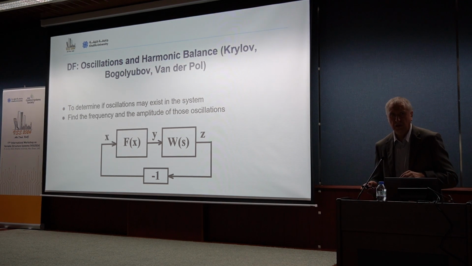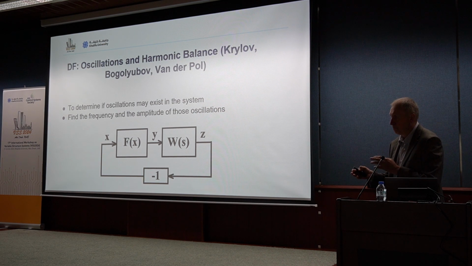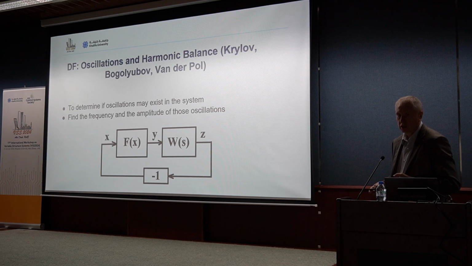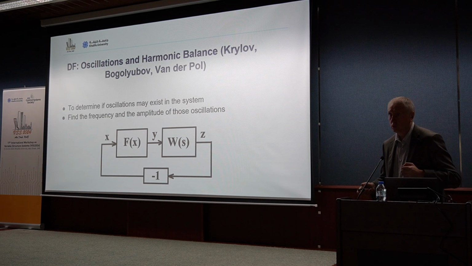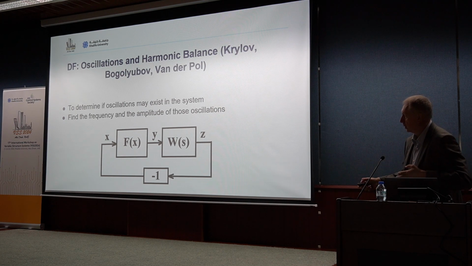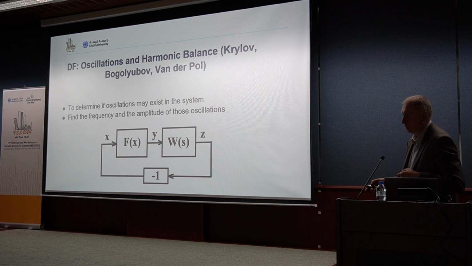However, the harmonic balance was developed even before the describing function, from a different perspective. But when we know what the describing function is, we can formulate the harmonic balance in a much simpler way and derive it very easily, rather than from the original formulation by Krylov and Bogolyubov. So what problems can we solve if we know the harmonic balance, which will be formulated in the next slide?